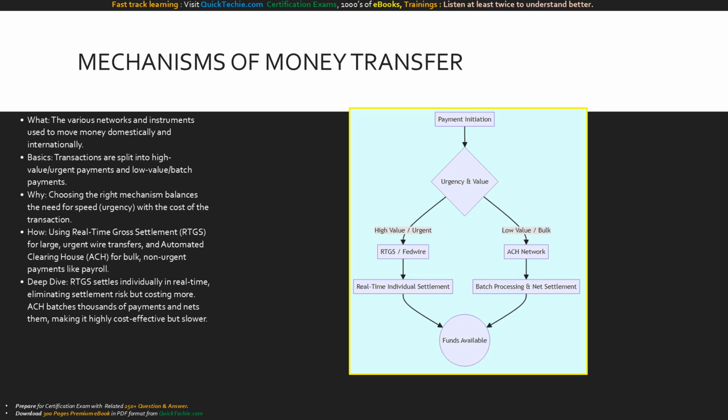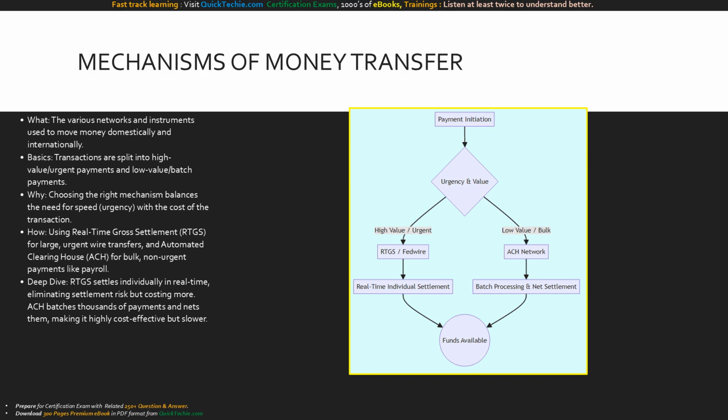To manage cash, you must know how to move it. Slide 3 covers the mechanisms of money transfer. What are these? They are the electronic networks that facilitate domestic and international payments. The basics divide these into 2 buckets: high-value, urgent payments, and low-value, non-urgent payments.